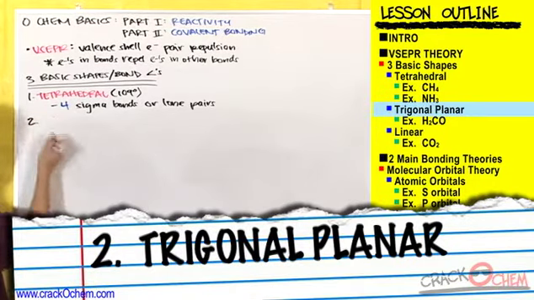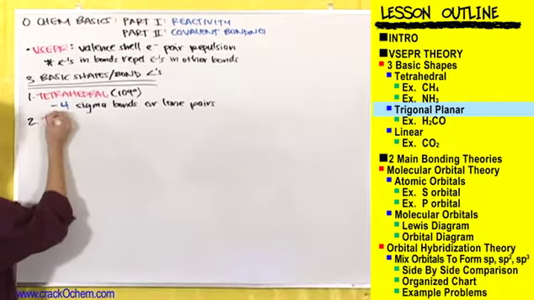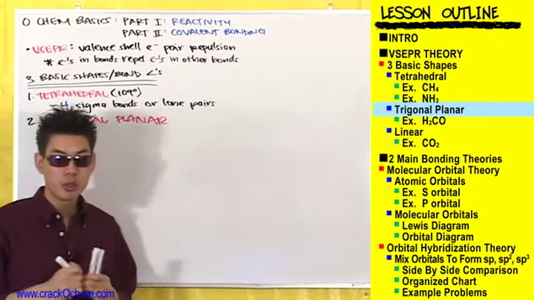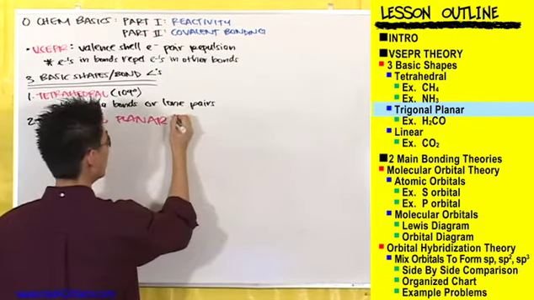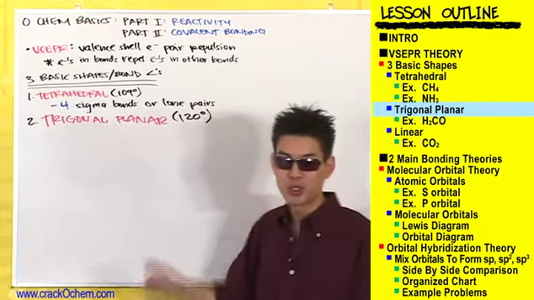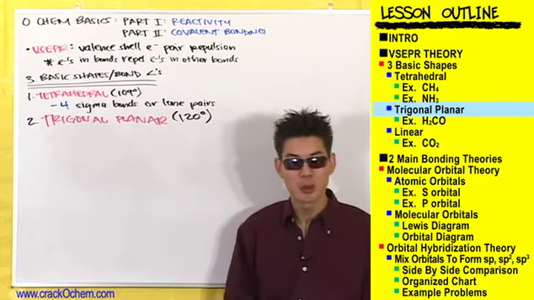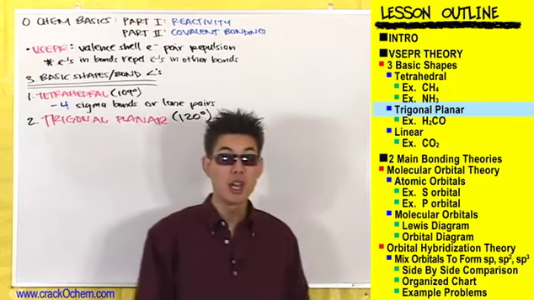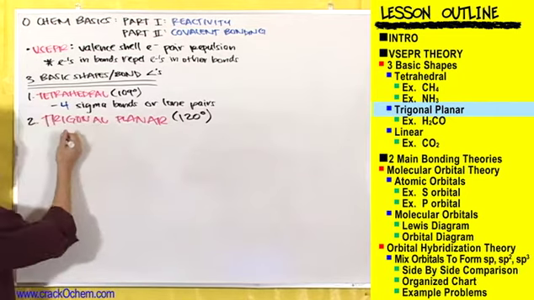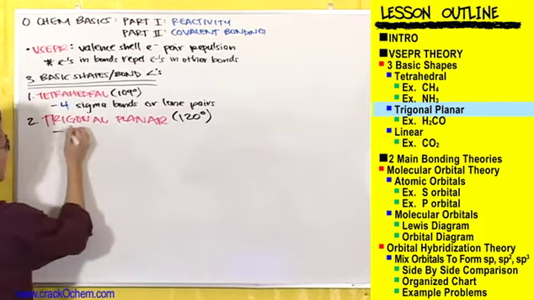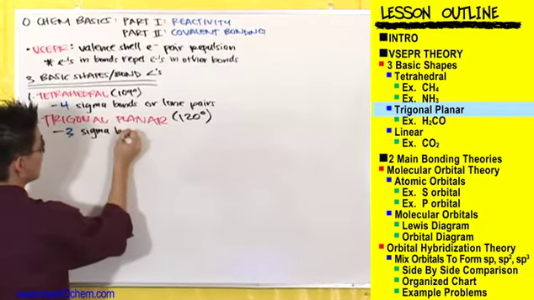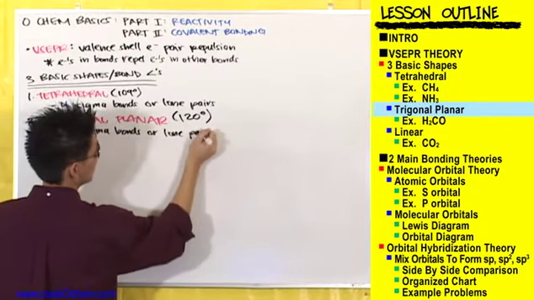Okay, so the second basic shape is trigonal planar. Okay, and go ahead and put in parentheses next to trigonal planar, 120 degrees. Okay, because hey, trigonal planar compounds have bond angles of 120 degrees. And let's write a couple more things down about this guy. Because trigonal planar consists of not four sigma bonds, but this time three sigma bonds, like we saw in our example a little bit earlier. Okay, so hey, trigonal planar compounds, these have a combination of three sigma bonds or lone pairs.